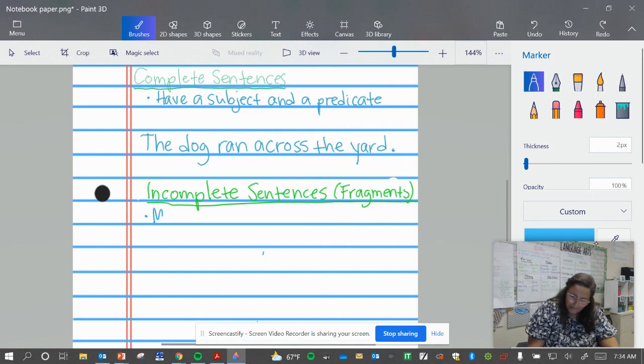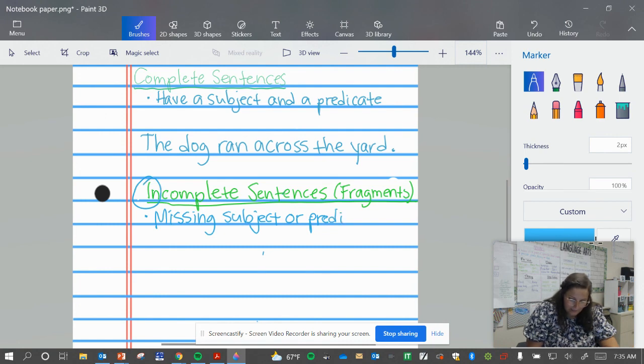Missing subject or the predicate, okay? Remember, in this, the "in" at the beginning means not, okay?